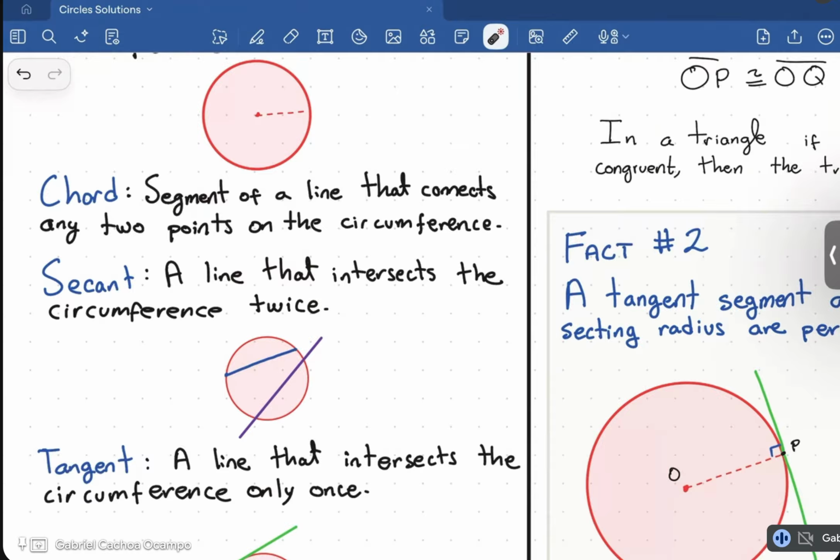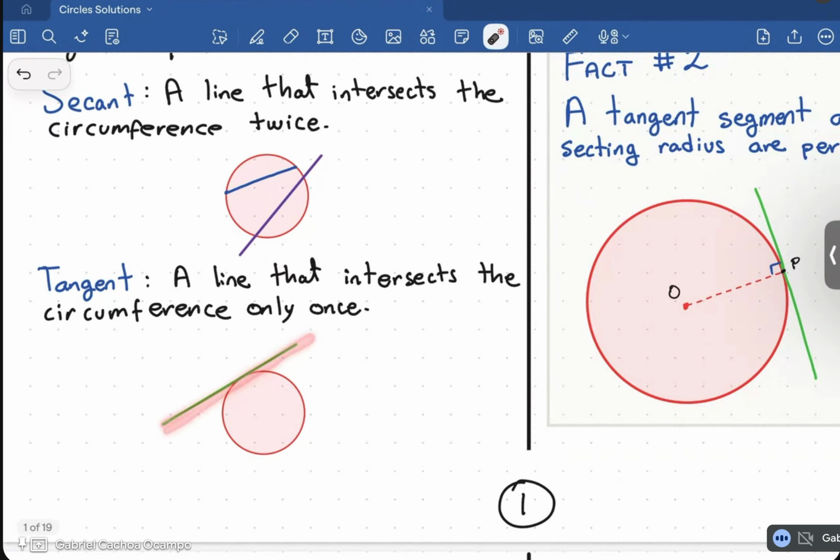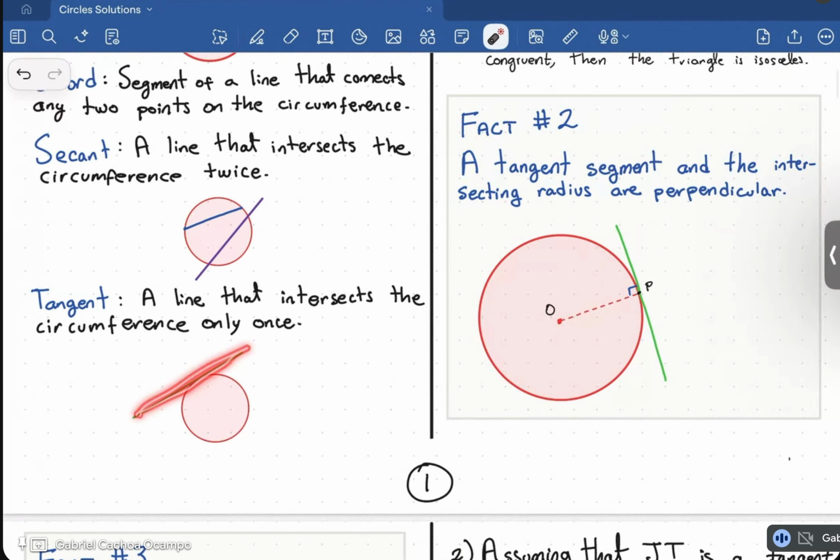And now if I extend this chord indefinitely, like if I make it a line, then what I will have is a secant. So the only difference between a chord and a secant is that the chord is a segment and the secant is a line that can extend in both directions. So if a chord is a line that passes through 2 points, we call a tangent the line that passes through only 1 point. So a tangent passes only through 1 point.